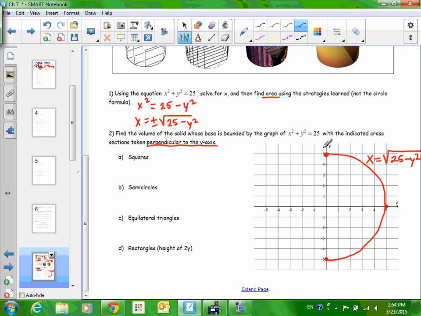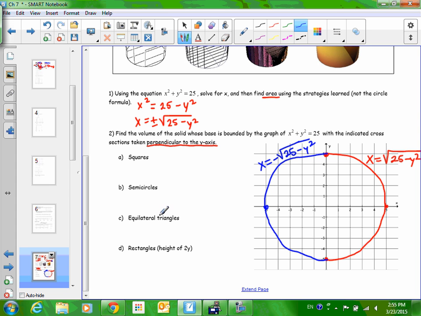I'm going to do this one in a different color. This part of the circle, since it's the left part, would be x equals negative square root of 25 minus y squared. So the right side is one piece, the left side is another piece. By the way, this is not always going to be a circle from now on. This could be any of the shapes that we've already done. I'm starting with the circle because it's the easiest one to visualize.